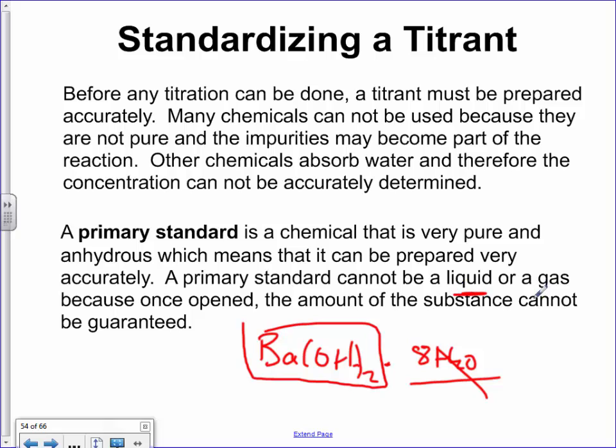So you can't use liquids or gases, because once you open it, the amount cannot be guaranteed. Liquids evaporate. Gases escape. But solid stuff I can be very confident that when I measure it on a scale, it will remain the same.